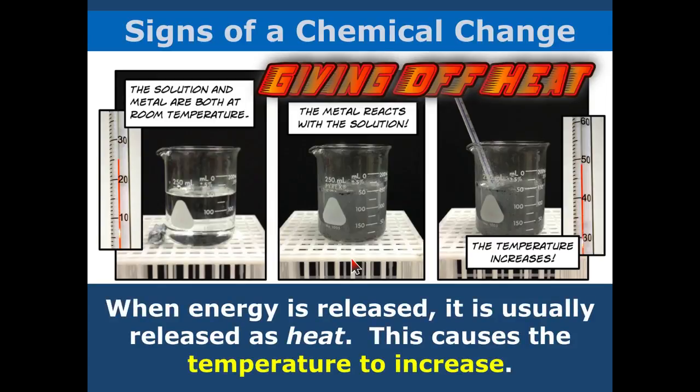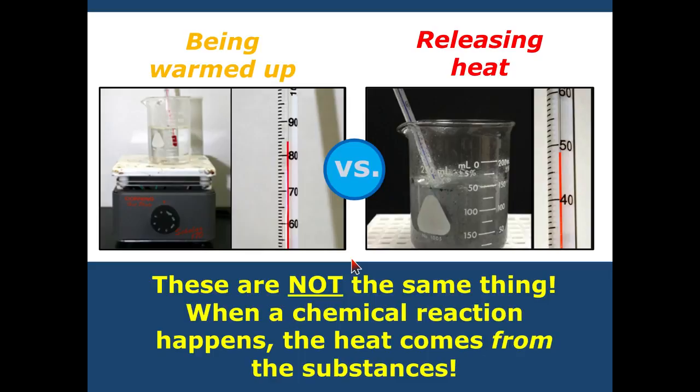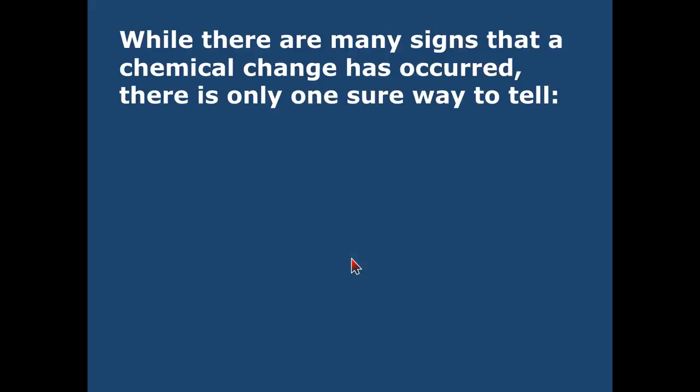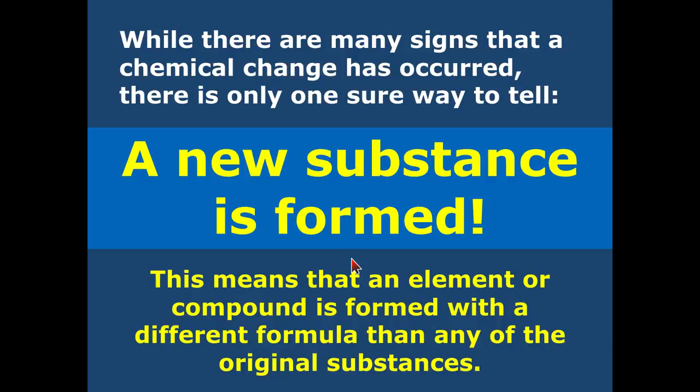There's your exothermic and endothermic reaction. There's your endothermic. Heat being absorbed, temperature decrease, which again differentiates between being warmed up and releasing heat. There's a fine difference, so make sure you understand those differences. Light being produced is absolutely evidence of chemical change. But at the end of the day, the number one way that you can tell that a chemical reaction has occurred is because a new substance has been formed. And that, my friends, is the end of your physical and chemical changes.